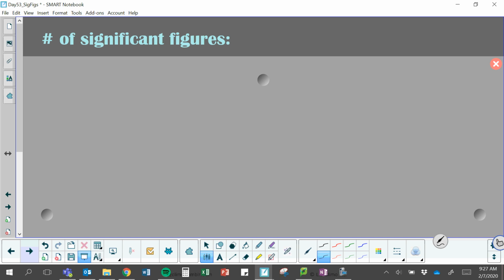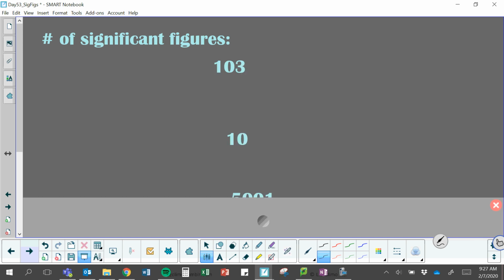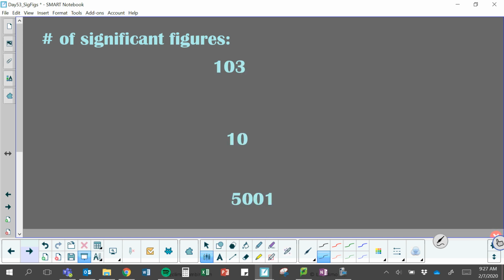Okay, so here's some practice again. You can pause the video and I'll go over the answers. Okay, so this first one, there are 3 because this 0 is sandwiched. This 0 is not sandwiched, so there's only 1 significant figure. These 2 zeros are sandwiched, so there are 4 significant figures.